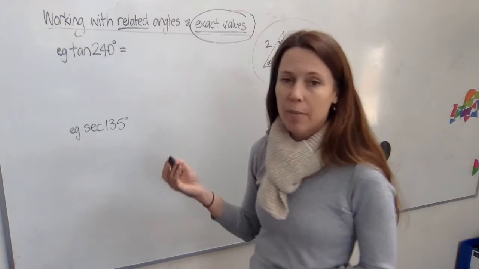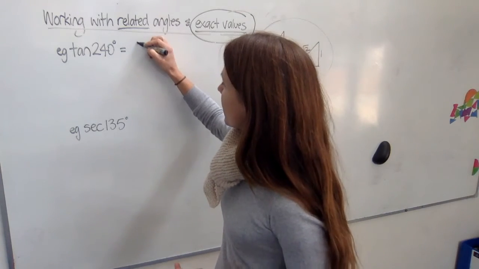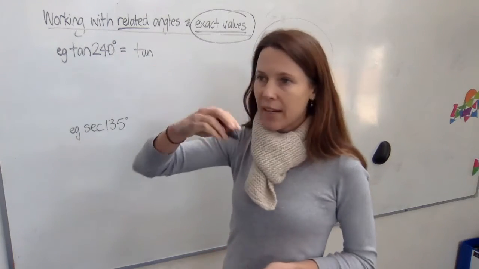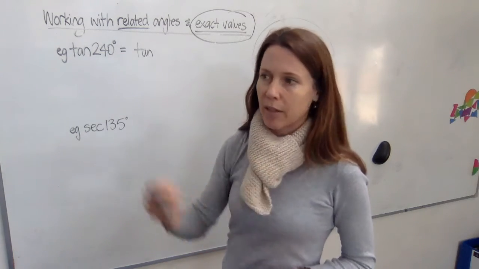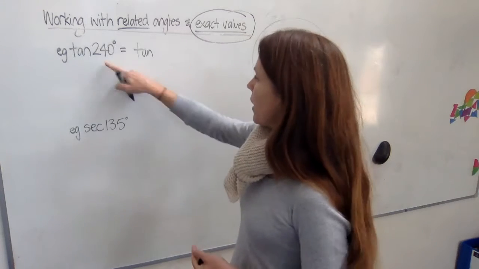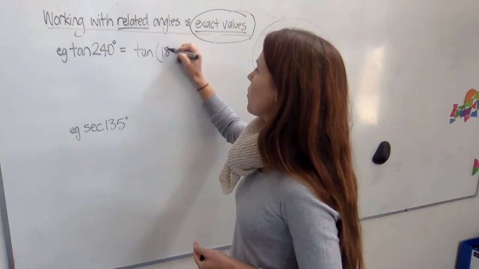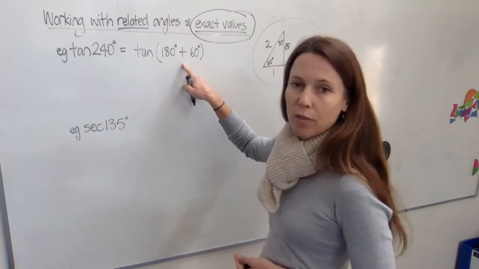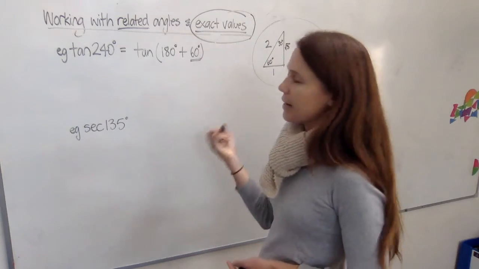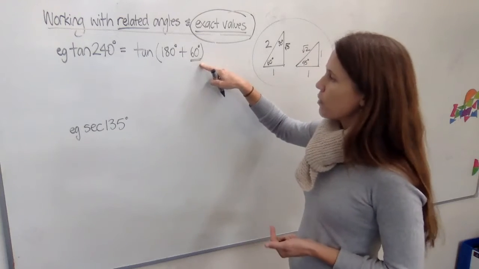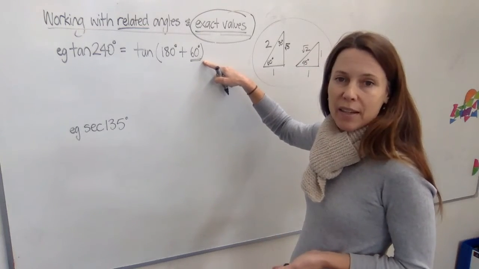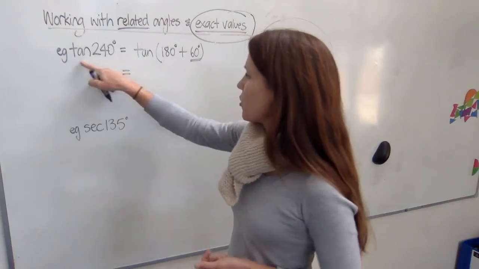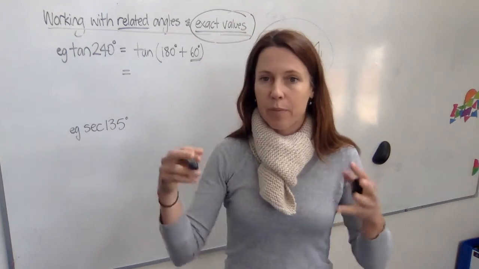Well, we need to think about the related angle. The easiest way to do that is to think, what is 240 in terms of being 180 minus something, 180 plus something, 360 minus something, okay? And tan of 240 is the same as tan of 180 plus 60. So I've just written it in a different form. Now that gives me the related angle. I'd probably normally do that step in my head, but writing this down makes it really nice and simple. So what that tells me is that tan 240 and tan 60 are practically the same.